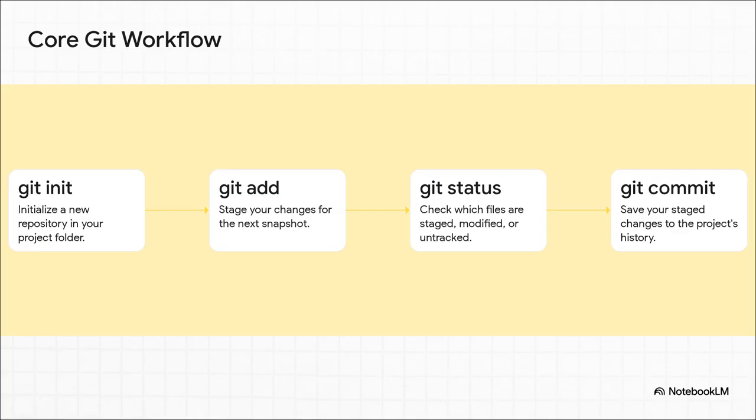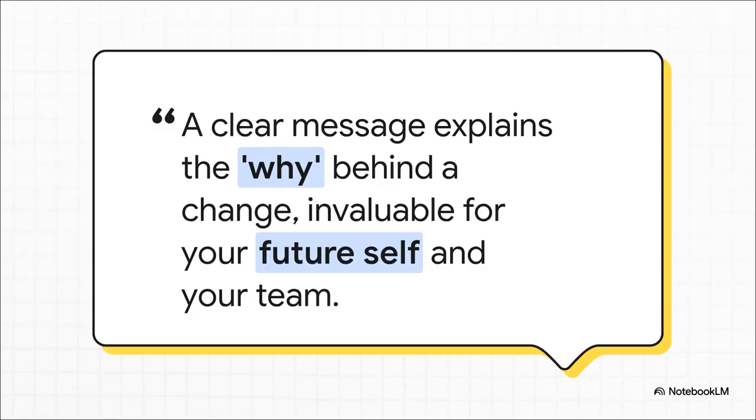Git status lets you peek inside the box to see what's there. And finally, Git commit seals that box and puts it on the timeline forever. Now about that commit. This is so important. Please, don't just write "updated script." That tells nobody anything.